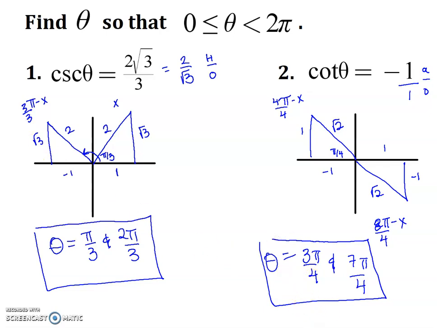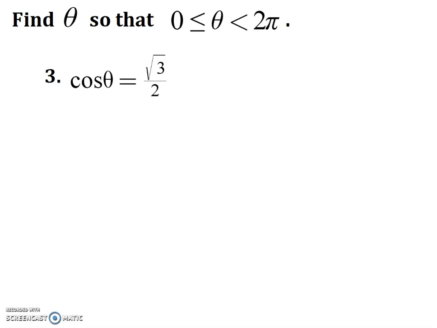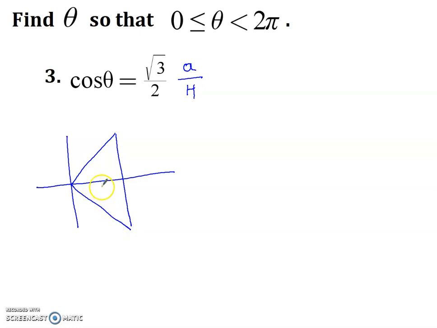Now let's look at some more examples. So we have cosine of theta equals root 3 over 2. So this is adjacent over hypotenuse. So again, this will be a 30, 60, 90 triangle. Cosine's positive on the right side, where our adjacent side is positive. So I'm going to draw my two triangles there. My adjacent is root 3, my hypotenuse is 2, that would be 1. So now my reference angle across from the 1, that would be 30 degrees, which is pi over 6.